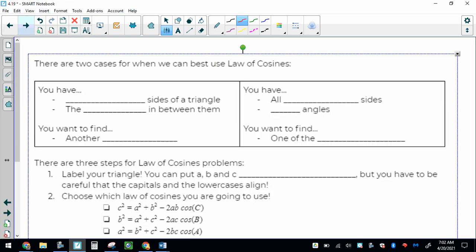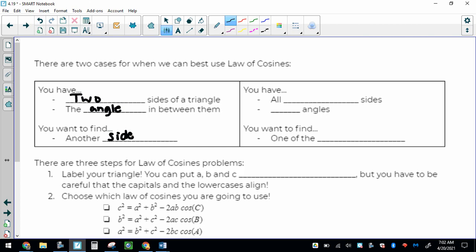All right, so there are two cases for when we can best use law of cosines. The first one, you have two sides of a triangle and the angle in between them. When we do this, what we're trying to find is another side. And it will always tell you. Or you have all three sides and no angles, and you want to find one of the angles. So you can use it either way.